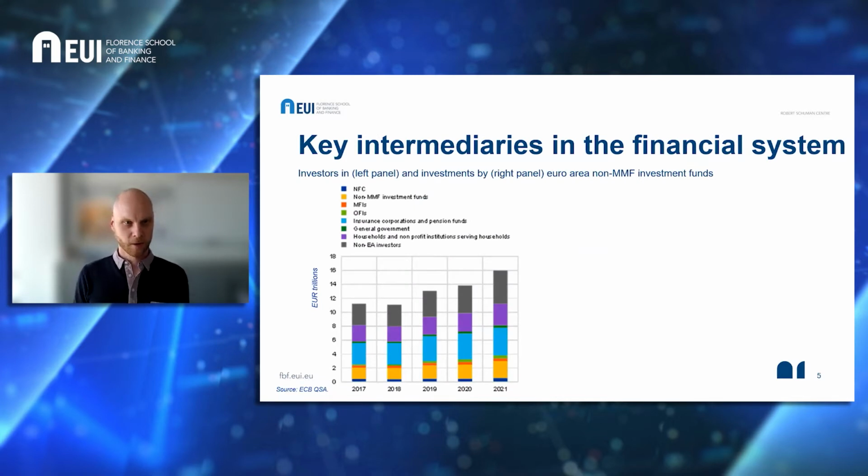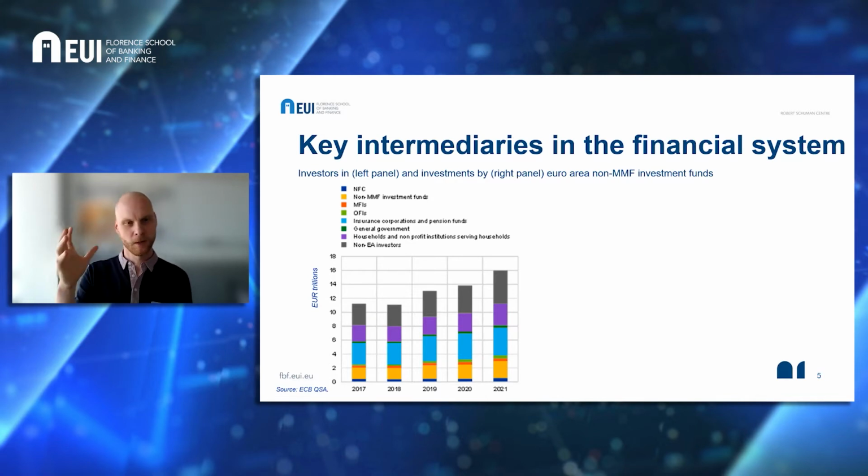So let's first start with the investors in the investment fund. So this is the liability side. What you see here in this left graph are the investors. If you look at the different investor categories, what is striking is that there are two main sectors which invest into investment funds. These are, in light blue, the insurance corporations and pension funds, and then in pink, households and non-profit institutions. So in the EU, these are really the main investors which provide money to investment funds.